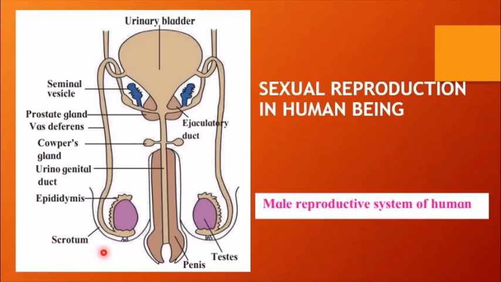Now here you will see the scrotum. This scrotum and the testes are present outside the abdominal cavity, and the scrotum protects the testes from any type of shock and injury.